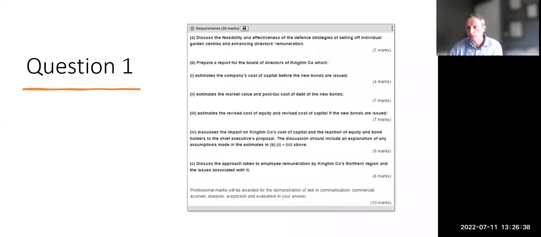Okay, part C then is to discuss the approach taken to employee remuneration by Kington's Northern region and the issues associated with it. And you can see down at the bottom that the professional marks, which will be awarded for the demonstration of the skill in communication, commercial acumen, analysis, skepticism and evaluation in your answer are going to be giving you 10 marks. And that's one of the big changes to September 2022 moving forward. This is going to be the case for all of your option subjects, that there's going to be 20 professional marks available in the exam. And you can see the 4 headings there. We've got communication, we've got commercial acumen, we've got analysis, and then we've got skepticism and evaluation.